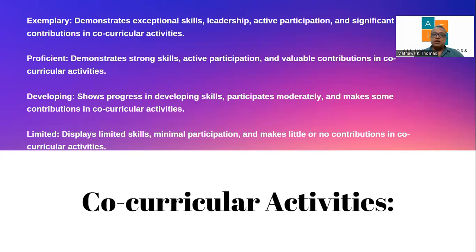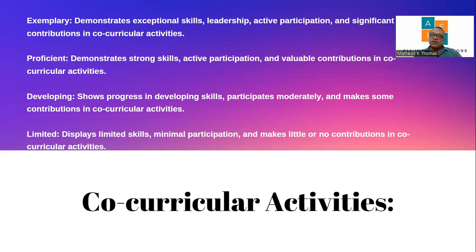So we find that here also we can divide into 4 categories. So some will be exemplary. They are contributing in all the extracurricular activities. Some will be proficient. They are good and they are contributing in some. And developing means it's very limited. They make some contribution, but it's not enough. And of course, limited means they make little contribution, and they are probably not interested in any of the activities.